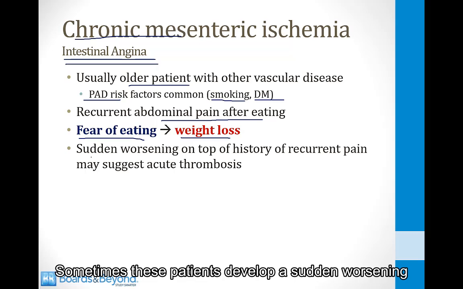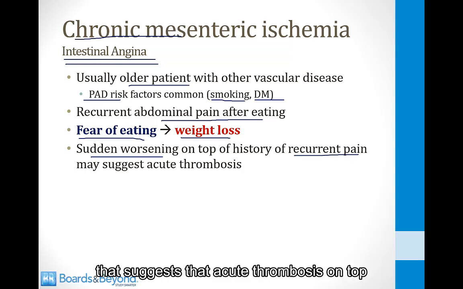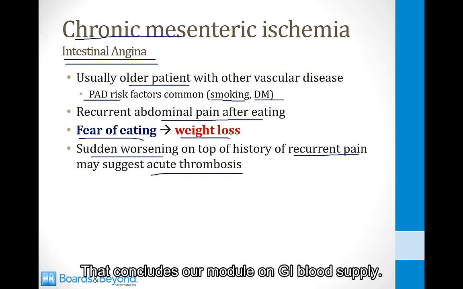Sometimes these patients develop a sudden worsening of abdominal pain on top of a history of recurrent pain, and when you see this type of history, that suggests an acute thrombosis on top of a vascular plaque. That concludes our module on GI blood supply.